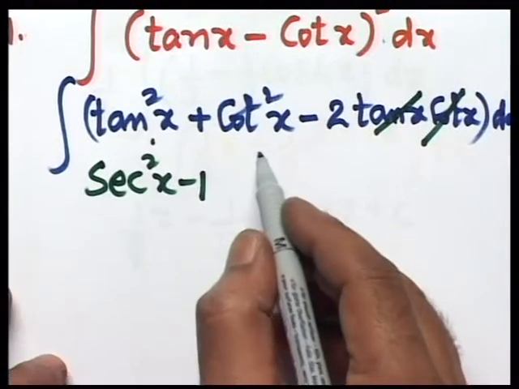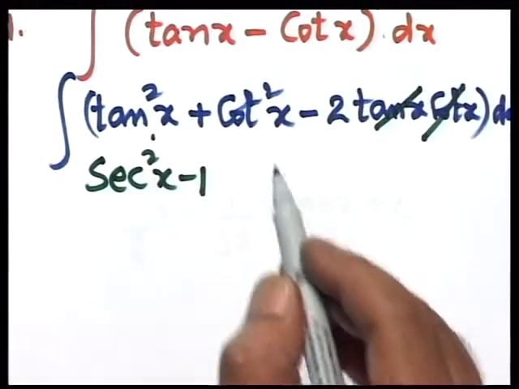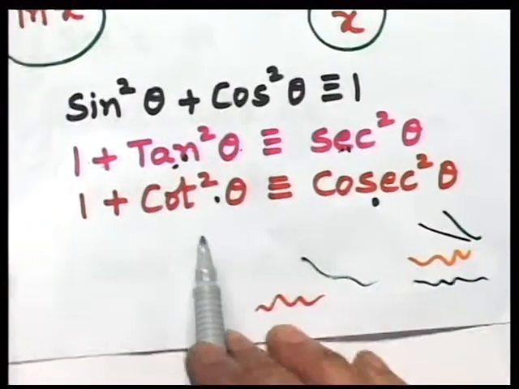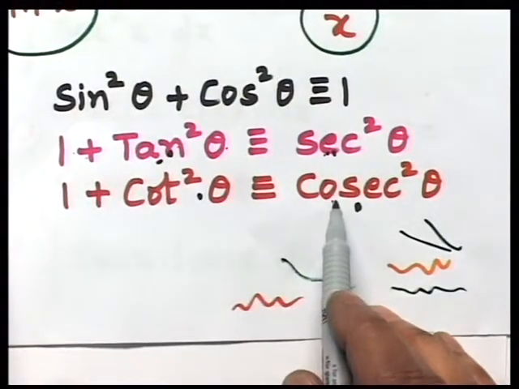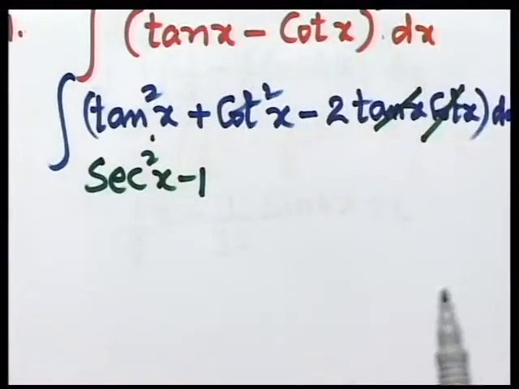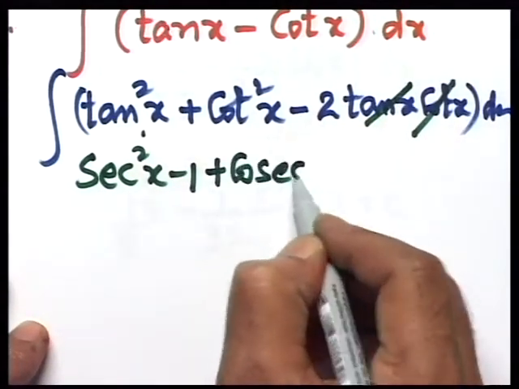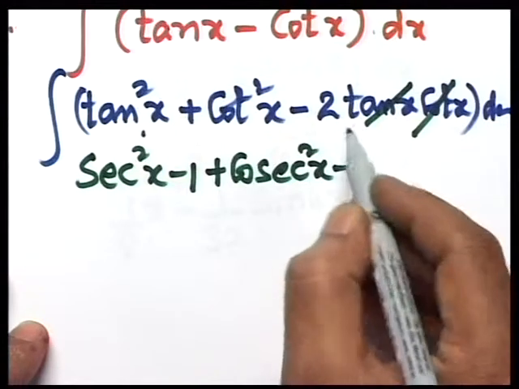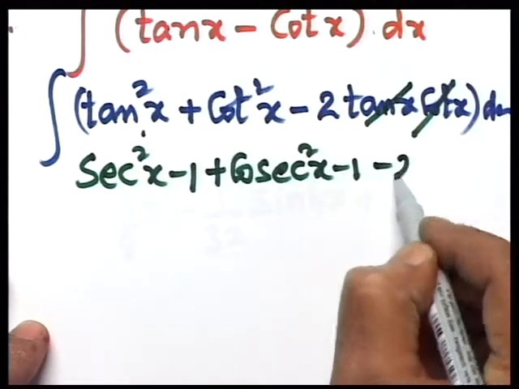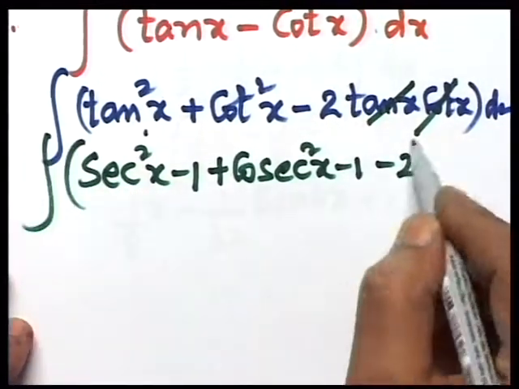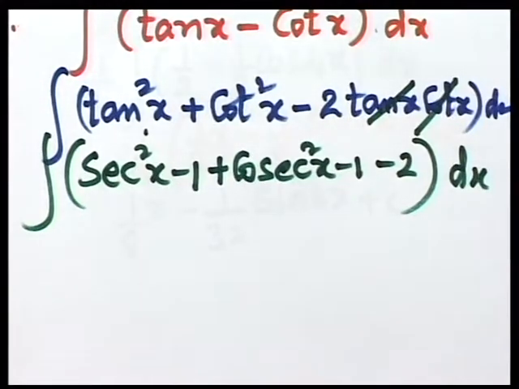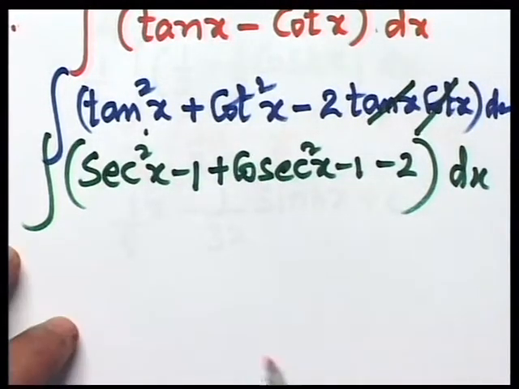Write cot square as 1 plus cot square theta. Watch the rules there: 1 plus cot square is cosec square. So that's cosec square minus 1. So plus cosec square x minus 1. Don't forget that 2 please. There is a 2 also. And integration bracket dx. And we know how to do this now.